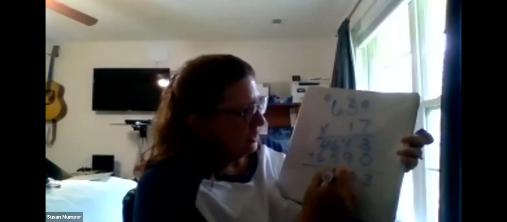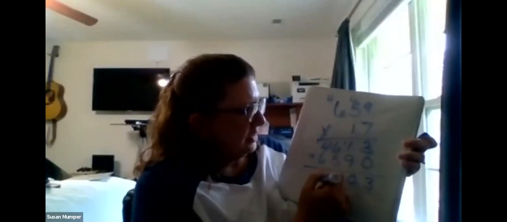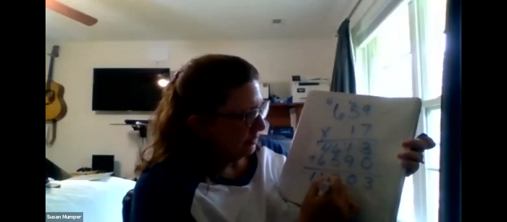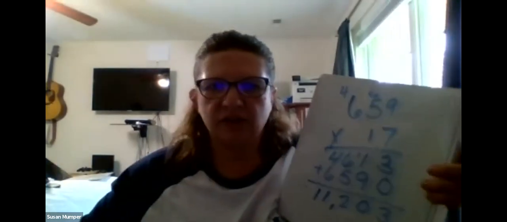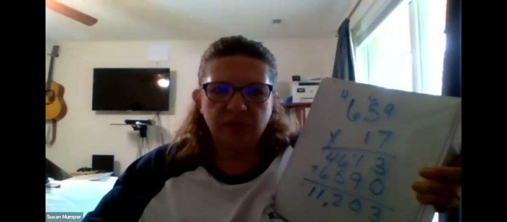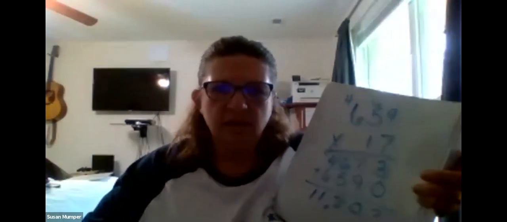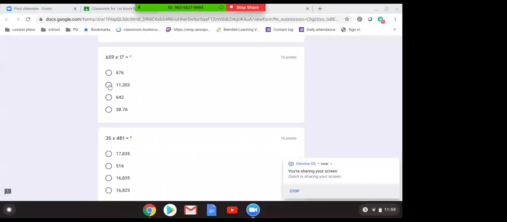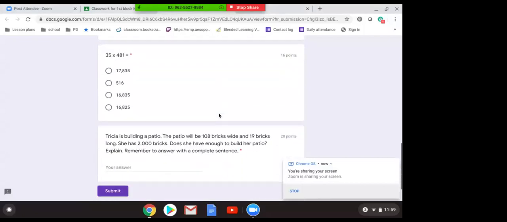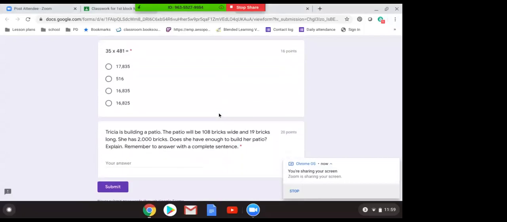3, 1 plus 9 is 10. 6 plus 5 is 11, plus 1 more is 12. 4 plus 6 is 10, plus 1 more is 11. 11,203 is our answer to this problem. So now we switch back to our quiz. We answer our problem. Scroll down. Our next problem is 35 times 481.